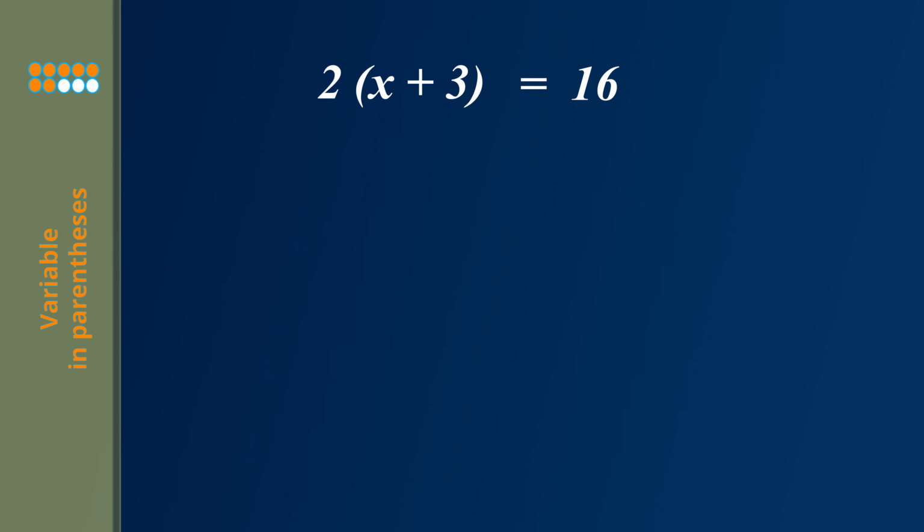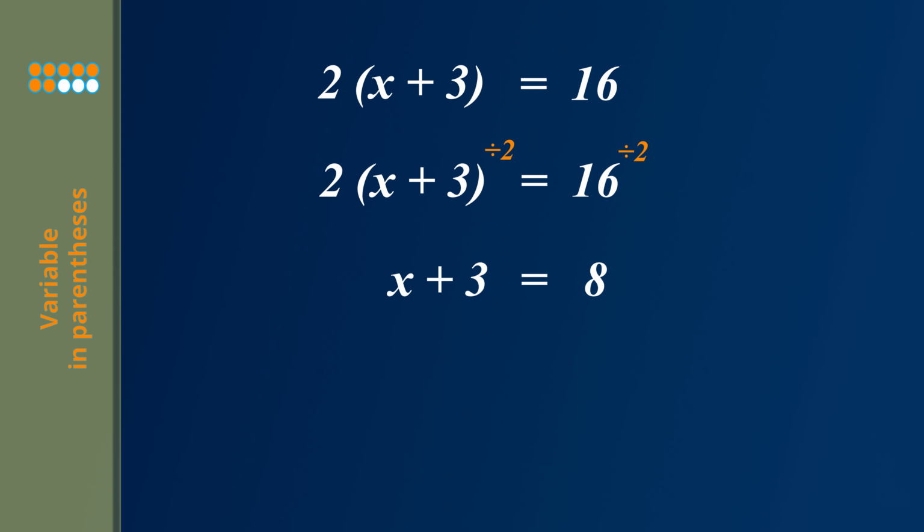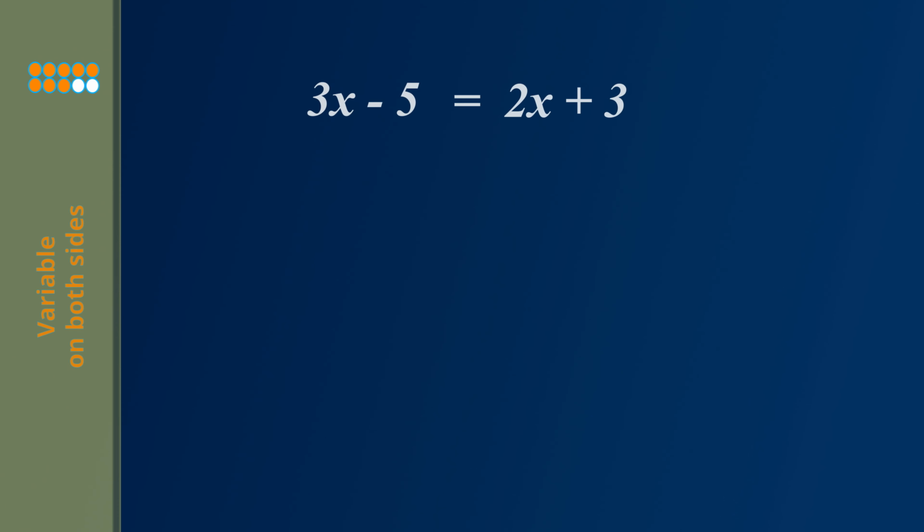Now this same example can be solved in another way. We can divide both sides by 2 right now. That leaves x plus 3 on the left and 8 on the right. Now subtract 3 from both sides and x equals the same answer of 5. Now you'll see that having a strategy to solve equations is a lot faster than guessing the answer.